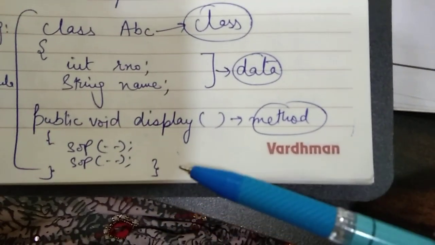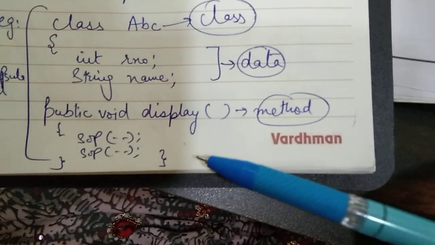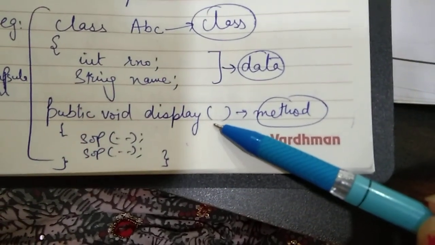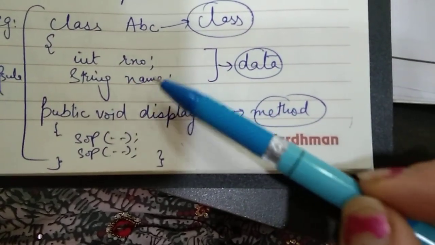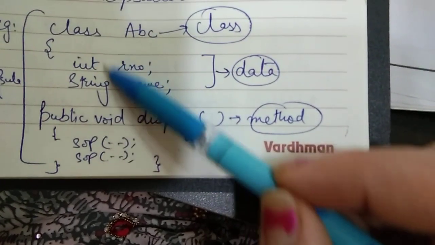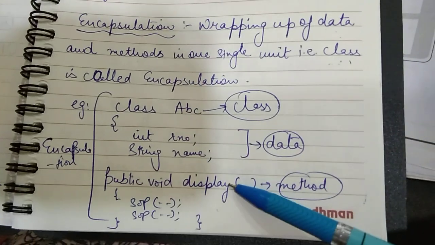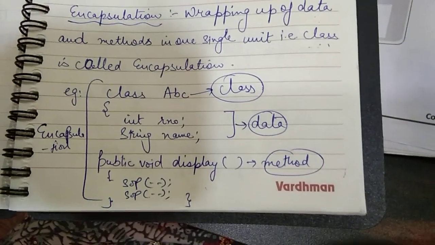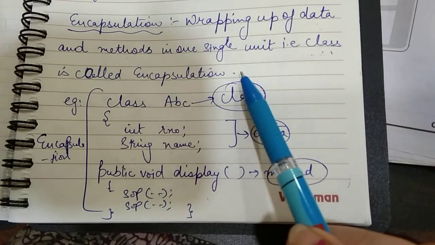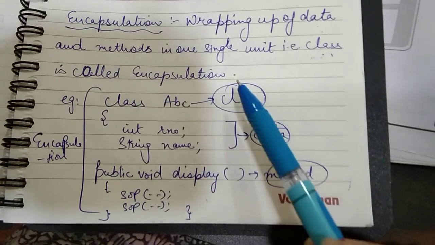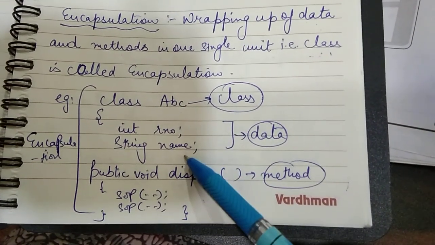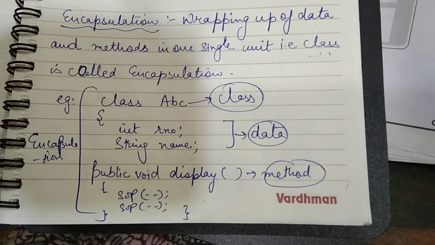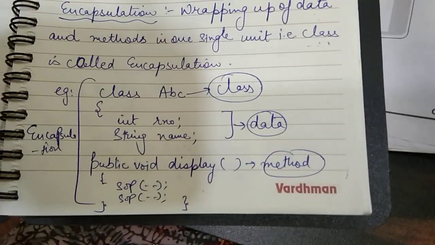Whatever behavior the object wants, whatever processes it wants to do, we will cover it in methods, and the data to be supplied into the class is stored in the form of variables. These things we'll be covering in next chapters, right? So this is the encapsulation definition and example if it will come as question. So wrapping up of data and methods into a single unit, that is class, is known as encapsulation. So this is, I'm showing you class, these are the data of the object, and this is the method of the object, right? Next is inheritance.